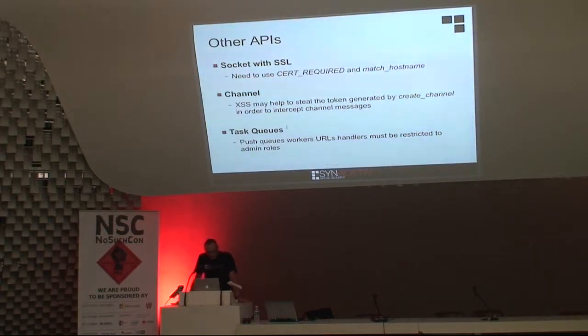We have other APIs which may be used in a Google App Engine application. So you can use a socket API if you are paying some subscription with Google. Here it's the same case. If you're trying to do some SSL with the socket API, you have to take care of using the right parameters and using the right function. It's not secure by default.